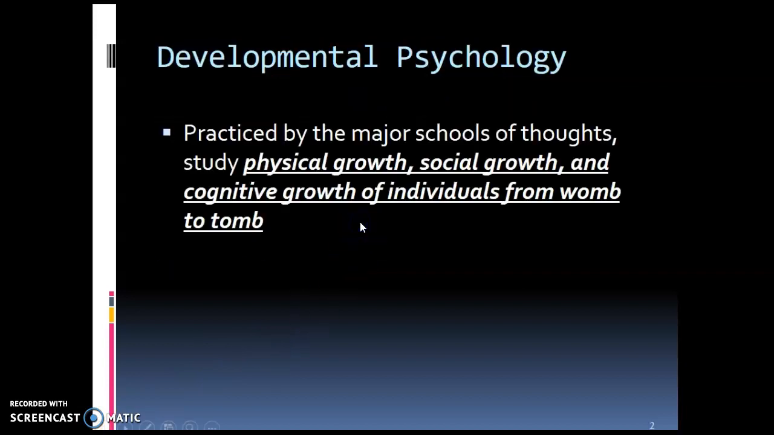So when we look at developmental psychology, basically all of our major schools of thought, like your cognitive, your behavioral, your neuroscience, all have developmental psychologists. If you're a neuroscience developmental psychologist, all of the cognitive skill changes you're going to study are going to be due to physical brain changes. Whereas if you're a cognitive psychologist, you're just going to be looking at the development of the skill itself. But basically, you're looking at the physical growth or change, the social growth or change, or the cognitive growth or change of individuals from womb to tomb. So basically, we're looking at from birth till death.